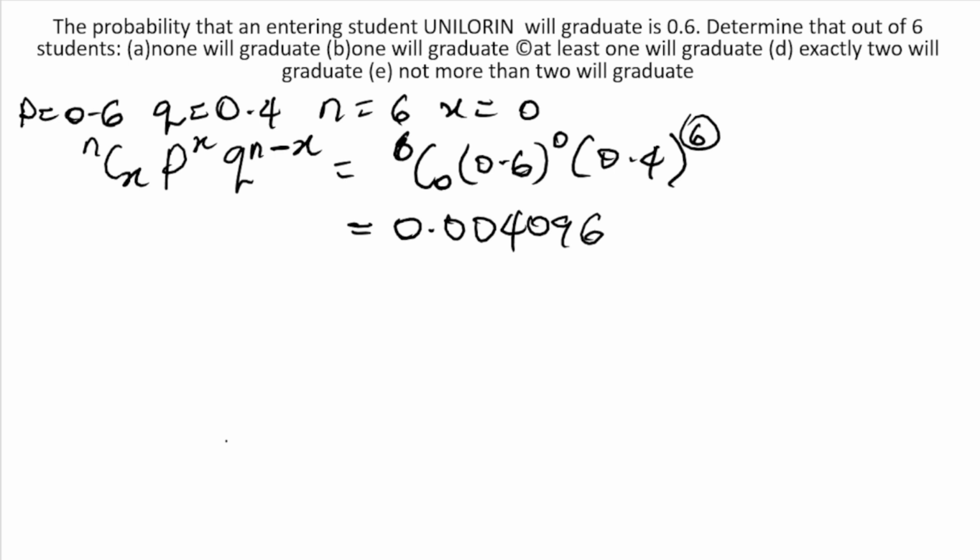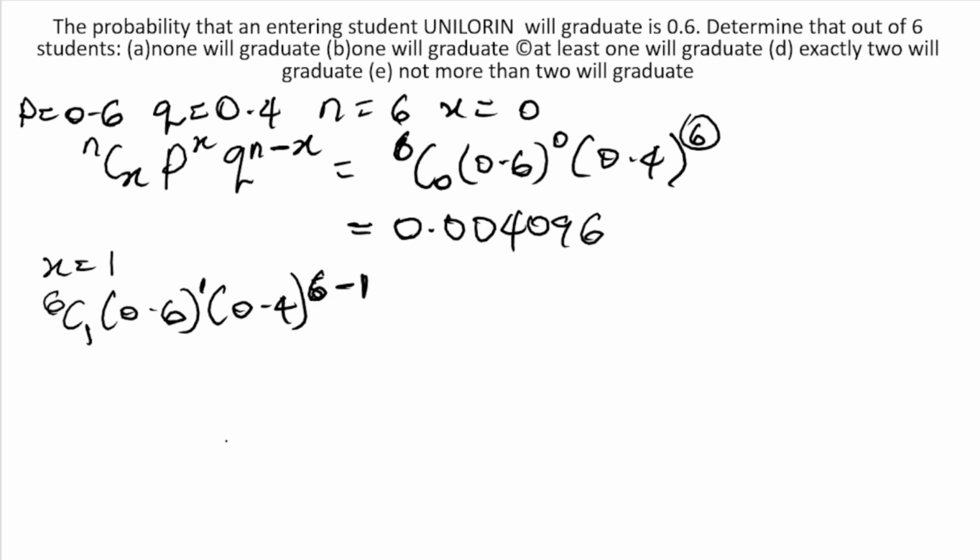So now the next question here is 1 will graduate. 1, just 1 will graduate. So what does that mean? The x here is 1. So we are meant to do for 6 combination 1, then p is 0.6 raised to the power of 1, then q is 0.4 raised to the power of 6 minus 1, which will later give us 5. So 6 combination 1, 0.6 raised to the power of 1, 0.4 raised to the power of 5.